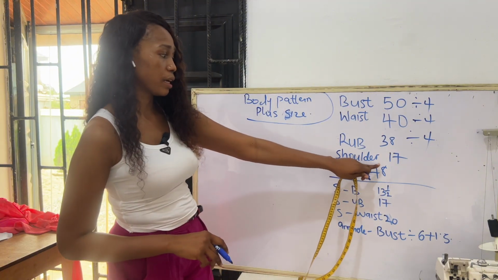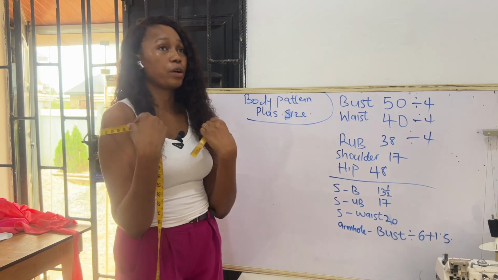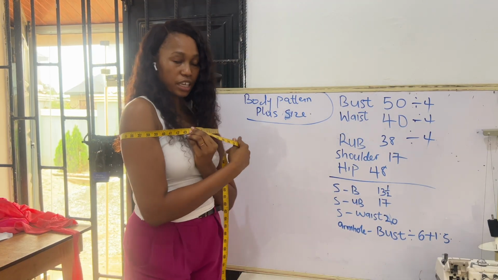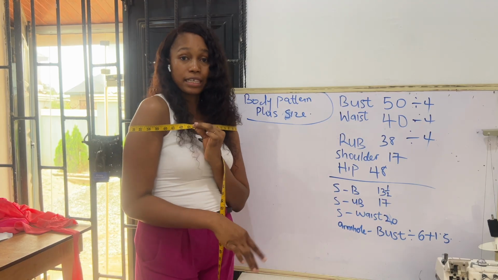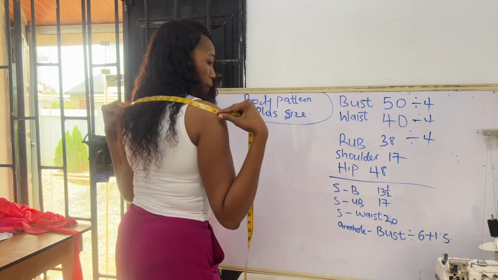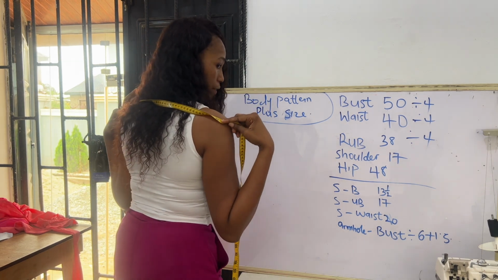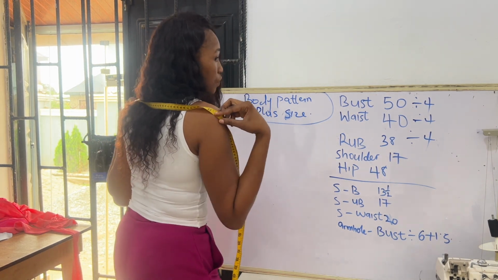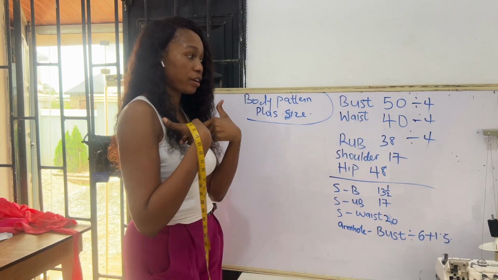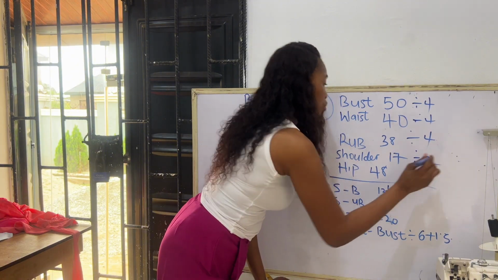We will not talk about the shoulder the same way, because you're not taking round the shoulder. Assuming you were taking round the shoulder, you should divide it by 4. But in this case, your shoulder is from this point of the bone to the other side. From here to here is what you're now dividing by 2, because you're just taking the measurement of the back, not the front. You are using the back to also drag the front. So this 17 should be divided by 2.